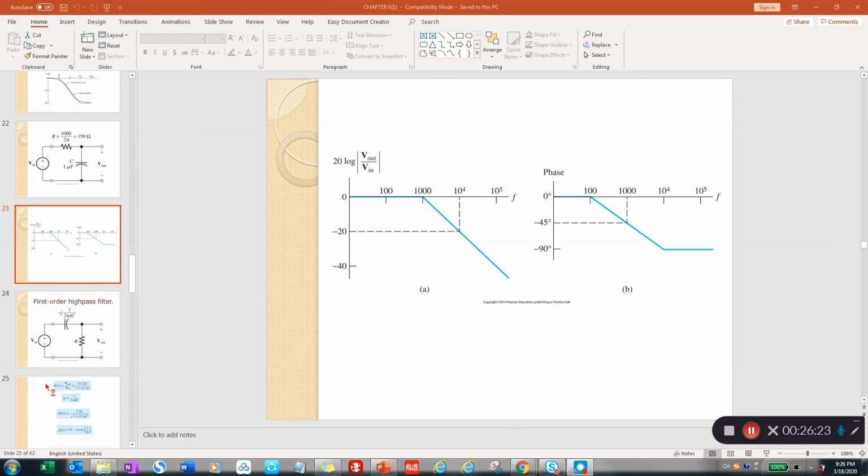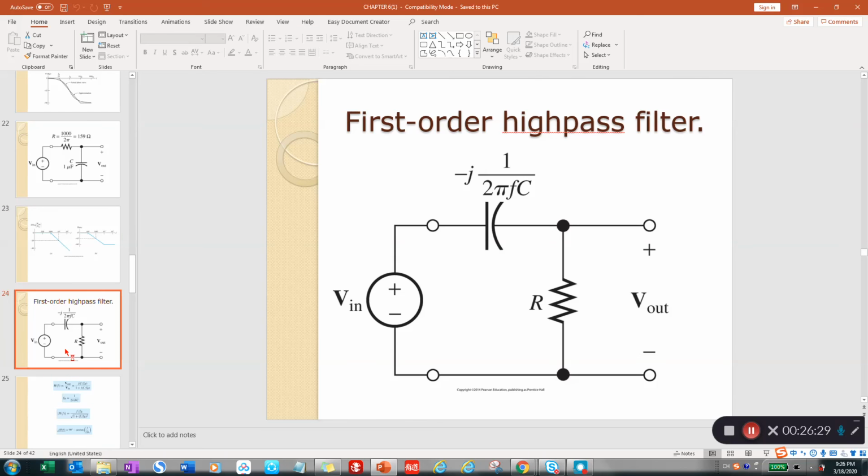Now let's look at the other type of filter, which is the first order high-pass filter. It is first order because we have a capacitor here. And it is a high-pass filter because now you can see we get the output from the resistor. Previously, for the low-pass filter, we got the output from the capacitor, but now we get the output from the resistor. Then the filter changes to a high-pass filter.